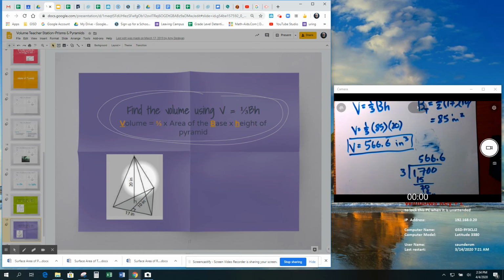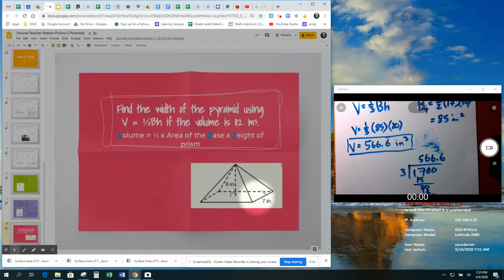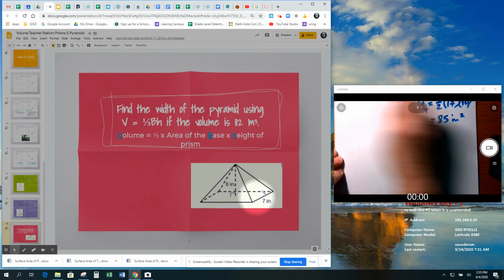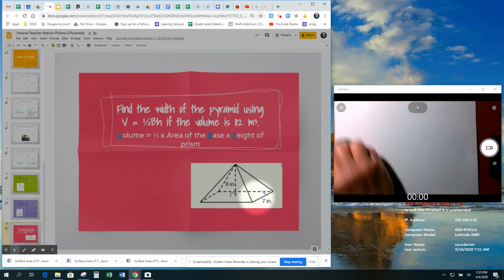Okay, folks, if you have any trouble with any of these calculations, let's see, was there one more? Uh-oh, there is. Let's do that one. This one says, find the width of the pyramid. See, I told you, we weren't going to let you off easy on these kinds of problems because they're really simple math, right? Once you know the formula. Now we got to make you think. Find the width of the pyramid using V equals 1/3 BH if the volume is 112 cubic meters.